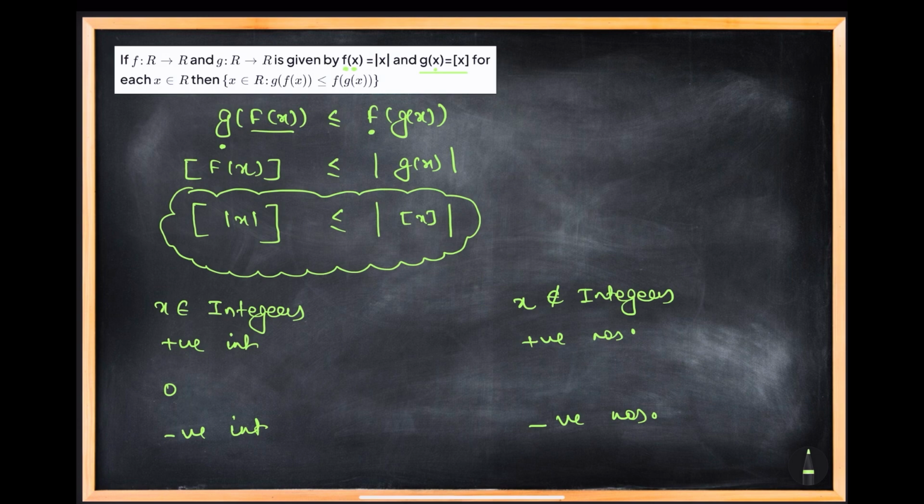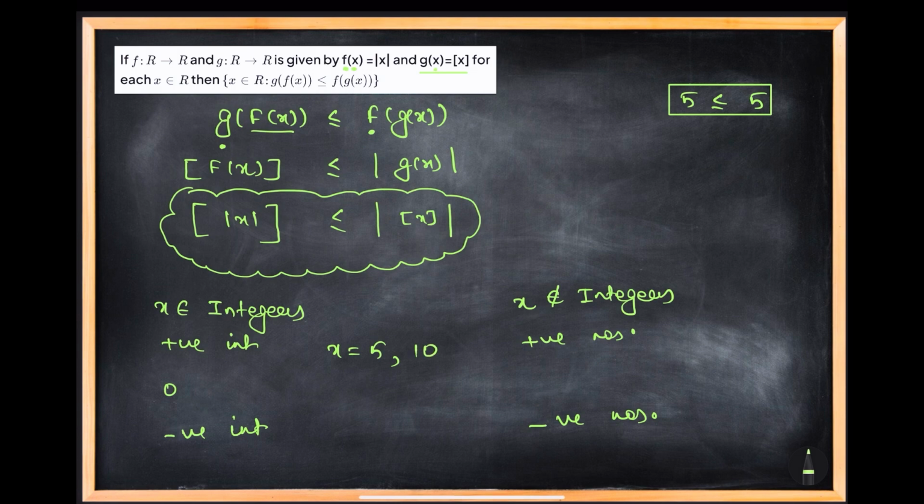So suppose that we are interested in talking about positive integers. So suppose that x is 5. So what is box 5? Box 5 is 5. Now what is mod of 5? It's 5 only. So RHS we got 5. Now what is mod 5? Mod 5 is 5. What is box 5? It's 5. Now just tell me this symbol holds true, yes or no? Yes, it holds equality. So 5 is smaller than or equal to 5. So it holds true. Means for 5 it is holding true.